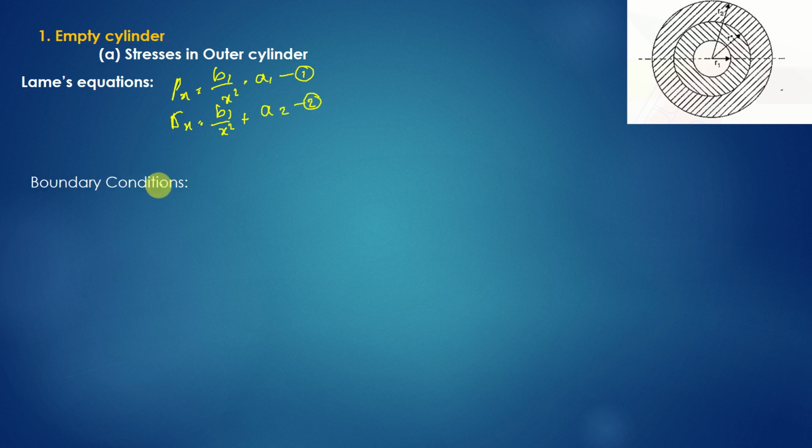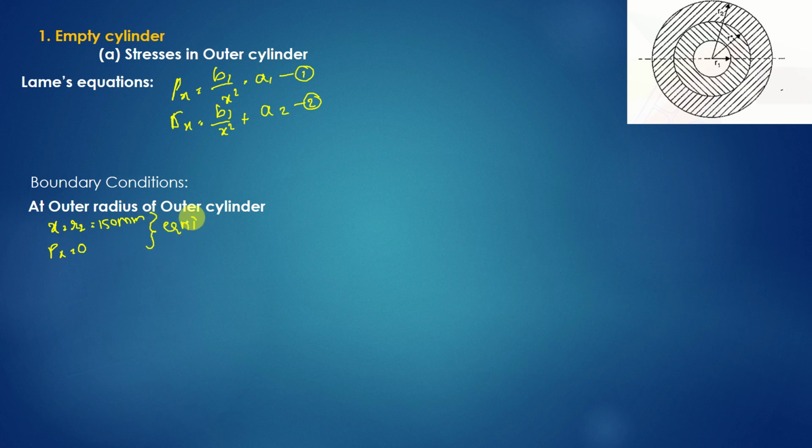Let us now apply boundary conditions. So the boundary conditions for the outer cylinder, the same procedure that we have derived should be followed here. At the outer radius of the outer cylinder, x value will be r2, that is how much, 150 mm. And what is px? It will be 0, there is no pressure outside, right? Let us substitute these two in equation 1. What will we get? So 0 in the place of px is equal to b1 by 150 square minus a1. Take it as equation number 3.